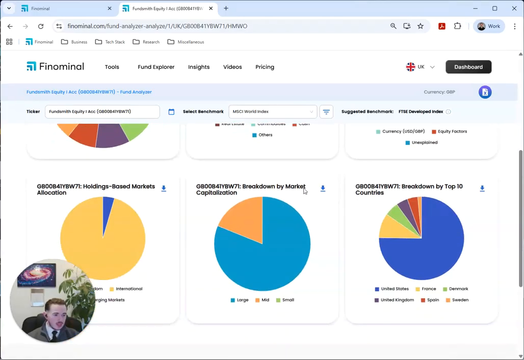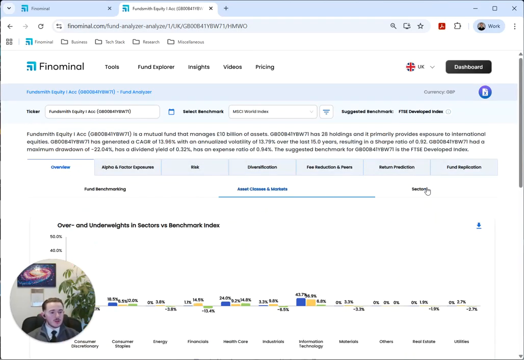Moving over to asset classes and markets, we can see quite a considerable amount held within the US at just over 75%, just under 10% exposure to France, just over 5% in Denmark, as well as just over 4% in the UK and 4% in Spain. In regards to market cap, mainly consisting of large cap stocks.